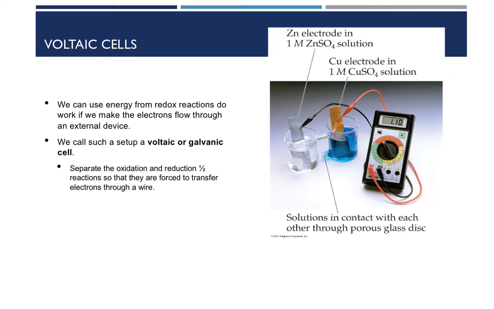So how do we make a voltaic or galvanic cell? Essentially, we create a redox reaction where the oxidation reaction happens in one container, and the reduction reaction happens in another container. For electrons to transfer between those two cells, you need a wire to transfer the electrons through, because we know that metals conduct electricity by moving electrons.